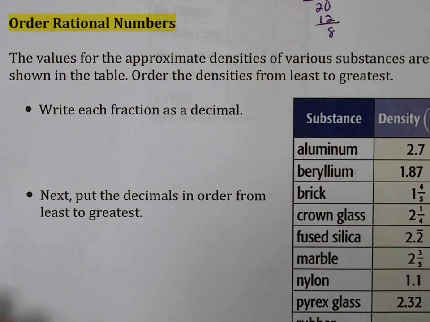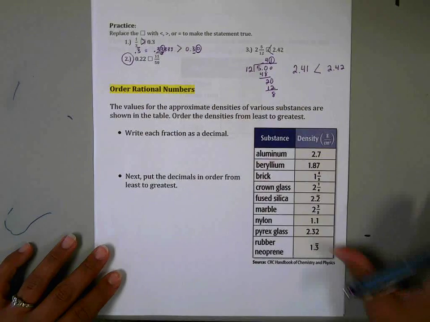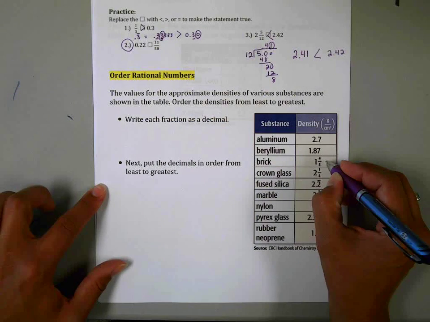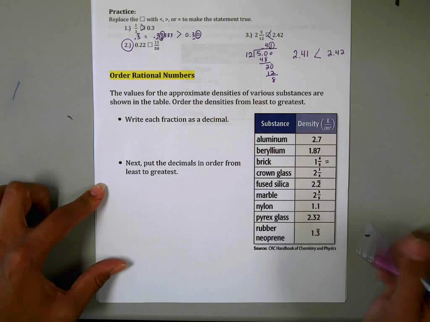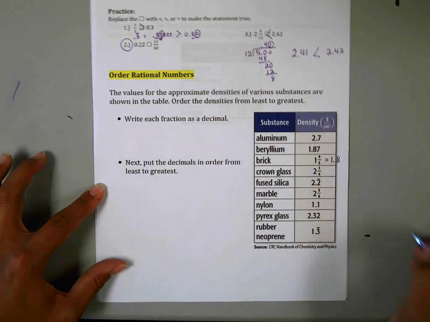Now the last thing we want to do is order rational numbers. So we're going to have to write each fraction as a decimal. Now you could convert the decimals to fractions, however, then you might have to find common denominators and it would be one extra step. So we want to convert the fractions to decimals because many of these fractions you may know by heart. So 1 4/5, I know that 4 divided by 5 is 0.8, so this is 1 8/10.